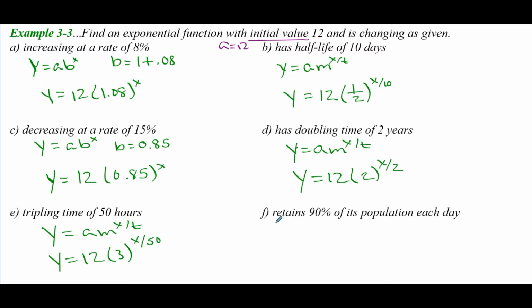And finally, this one says we retain 90% of the population each day. Since they gave us the percent of change, we're going to use that a times b to the x. In this case, they told us how much we're keeping, which is 90%. So my b is just going to be 0.9, and I'm going to get y equals 12 times 0.9 to the x.